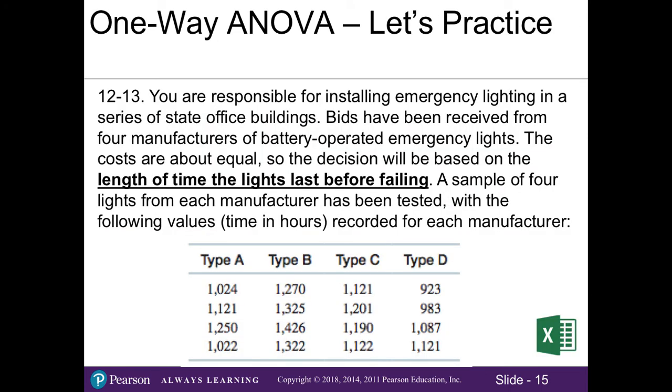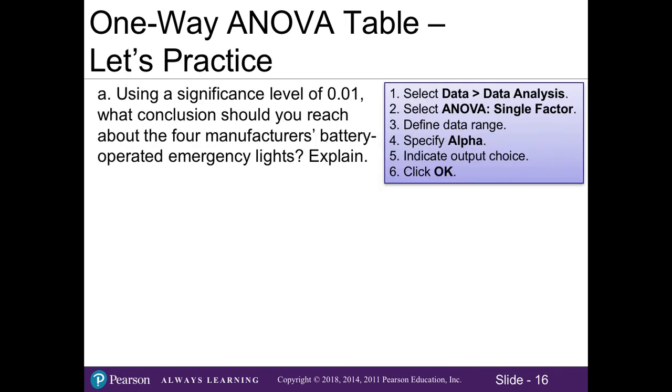So we're going to continue with problem 13 from the homework. We'll go ahead and conduct our One Way ANOVA. Remember, the data here will be different from the data in your MyStatLab homework, but it's good to practice to see how it works before you try the homework. Part A gives us our instructions that we're going to be using a significance level of 0.01. It asks, what conclusion should you reach about our 4 manufacturers' battery-operated emergency lights?